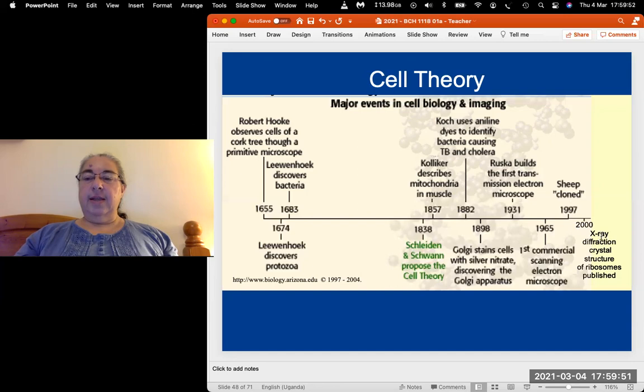And 2000 and onwards, X-ray diffraction, helping us to know really tiny, tiny details of what's going on inside cells. So the X-ray diffraction crystal structure of ribosomes was published in the year 2000, and since has been refined to take it down to a subatomic level. So we know exactly how the machinery of the ribosome is able to work and make proteins.